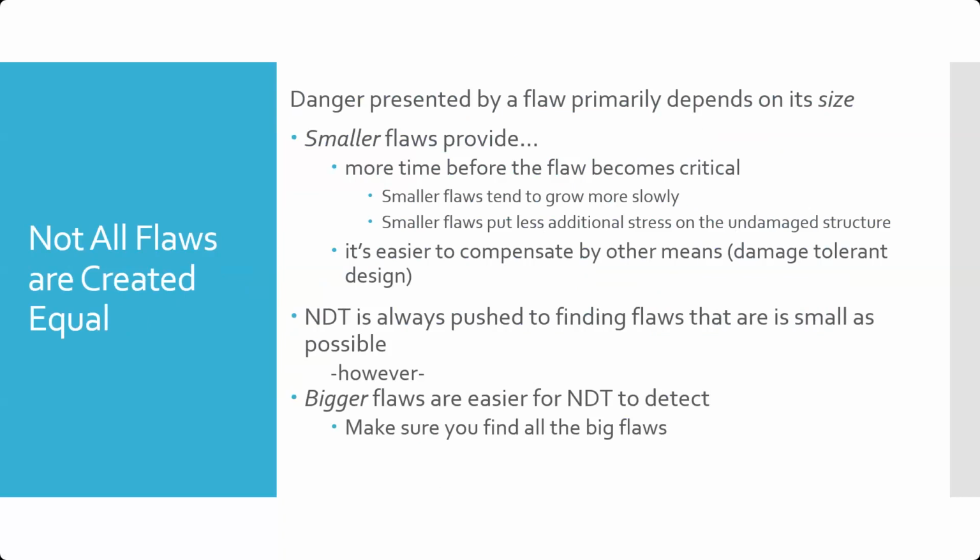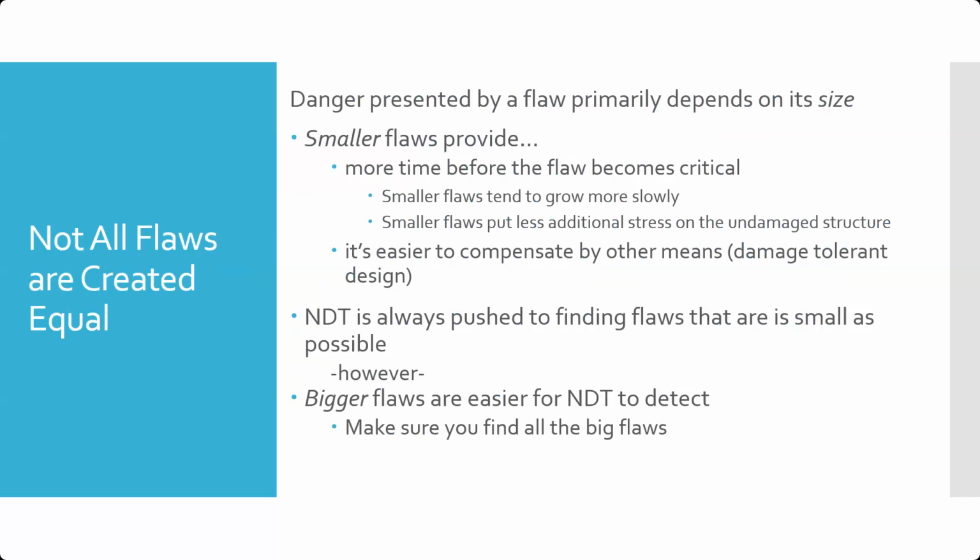The growth in most flaws that are not caused by a one-time event like impact damage, although that can cause further growth down the line, but something like a crack, when it's small, it tends to grow fairly slowly. And a very small flaw puts less additional stress on the undamaged structure. As long as a flaw is very, very small, it may be below a critical threshold. And so while it's very small, it's easier to compensate by other means.